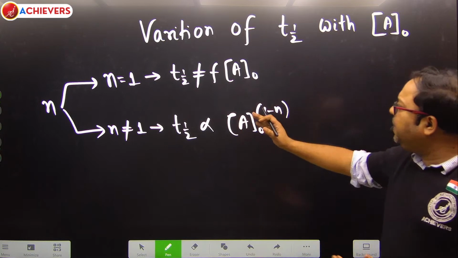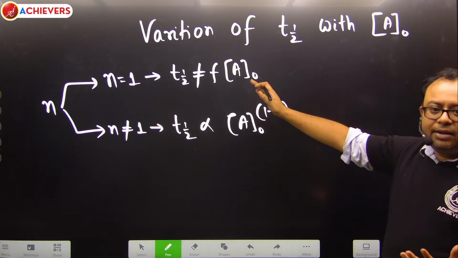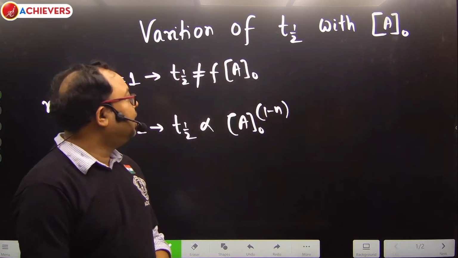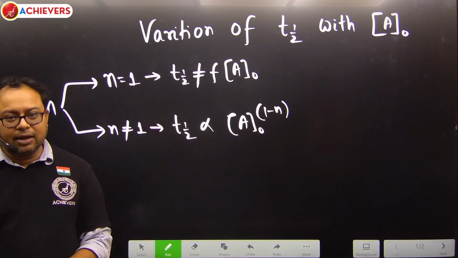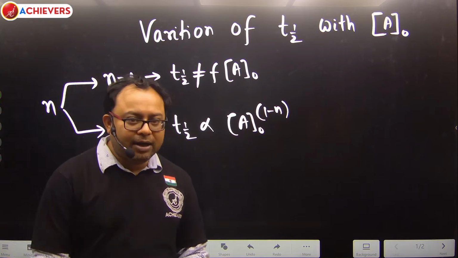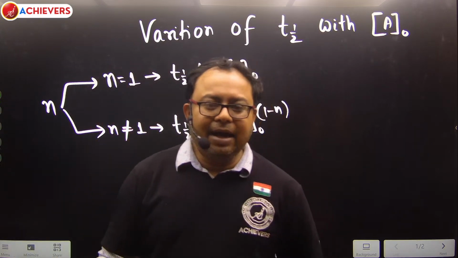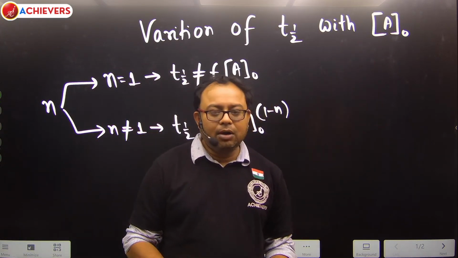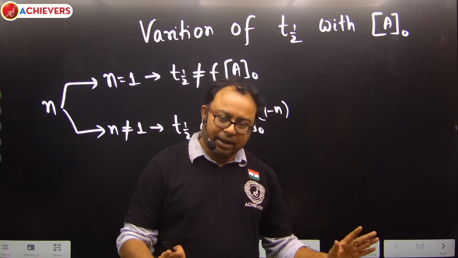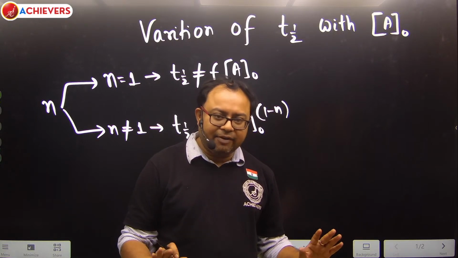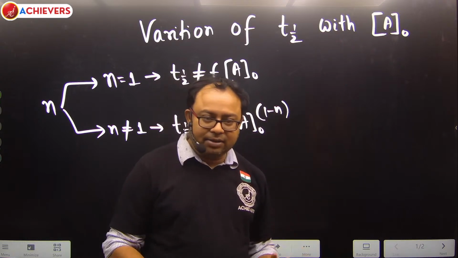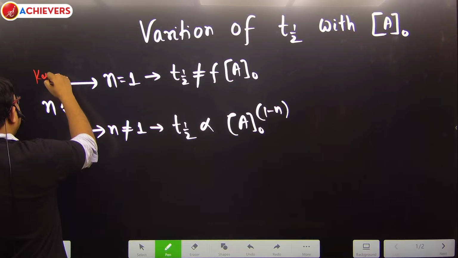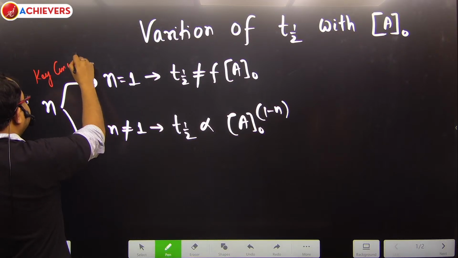So here we'll be dealing with the concept, the variation of half-life time with the initial reactant concentration. Here half-life time is denoted as T half, we all know that, and initial reactant concentration is denoted as A naught. We also know this thing. So we are already acquainted with these notations. Now the key concept is, this is the key concept.